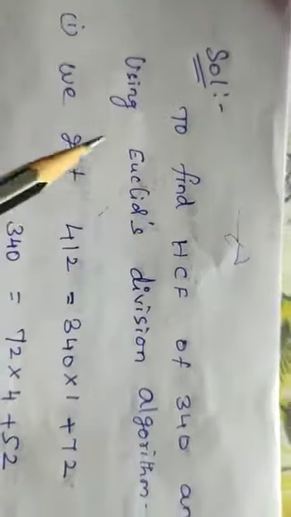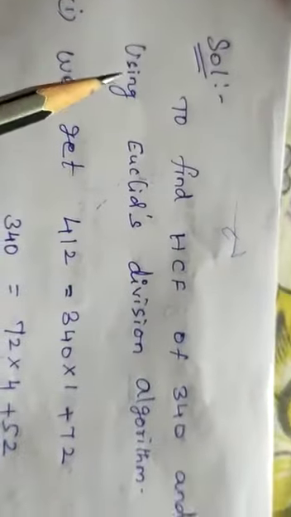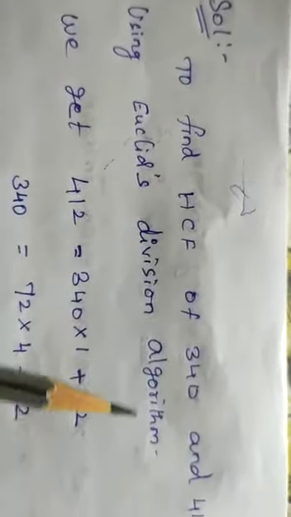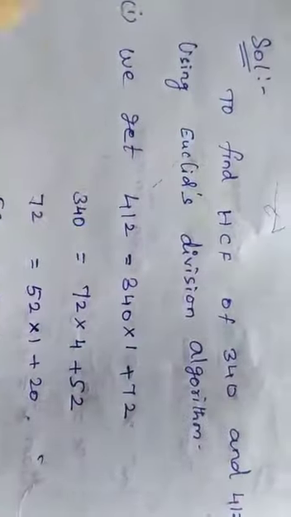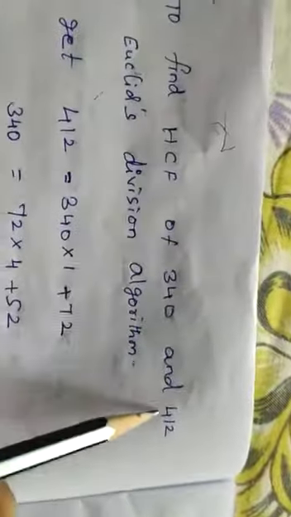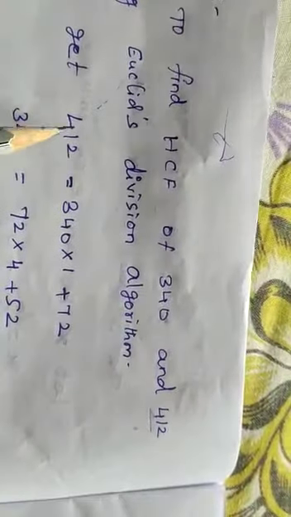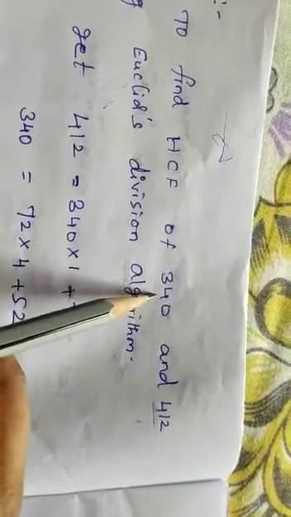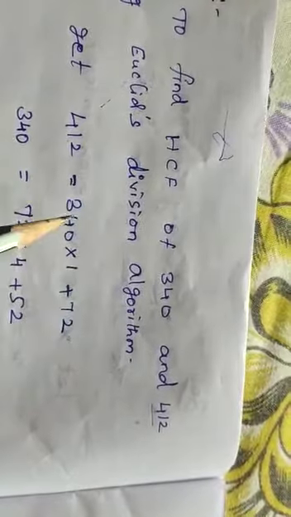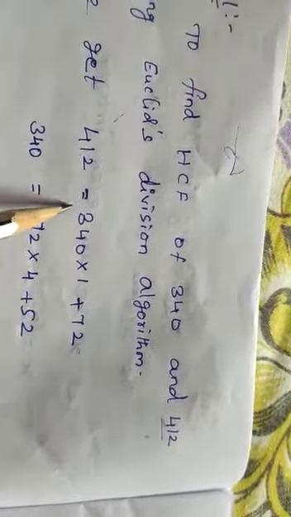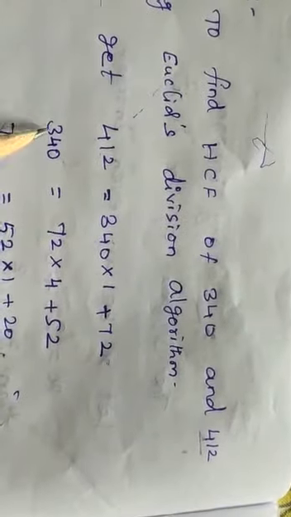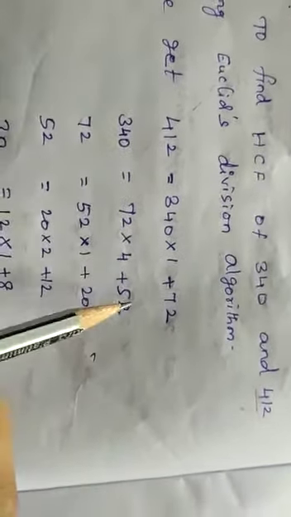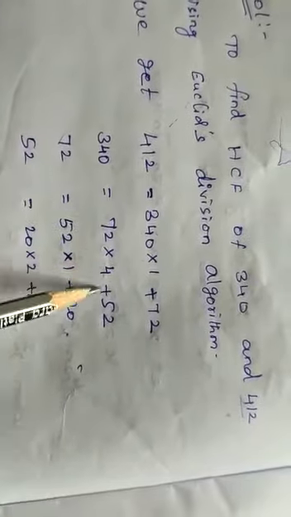So in the solution, to find the HCF of 340 and 412 using Euclid's division algorithm, we get 412 equals, I told you already that we have to take the big number and place it in the value of A, and we should take the small number and place it in the value of B. So 412 equals 340 into 1 plus 72. We'll take 340 here and 72 here. So 340 equals 72 into 4 plus 52. Then we'll take 72 here and 52 here.